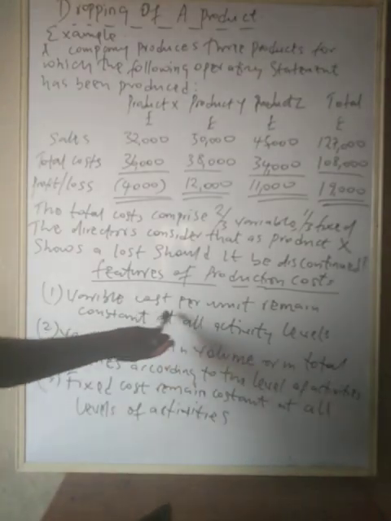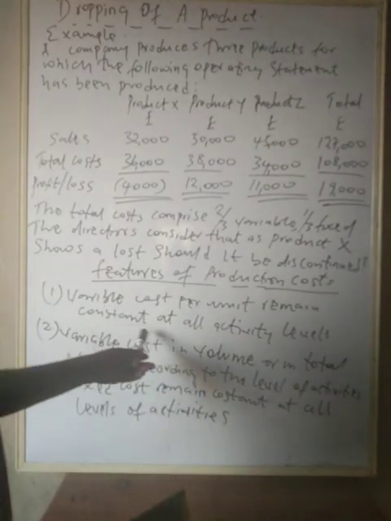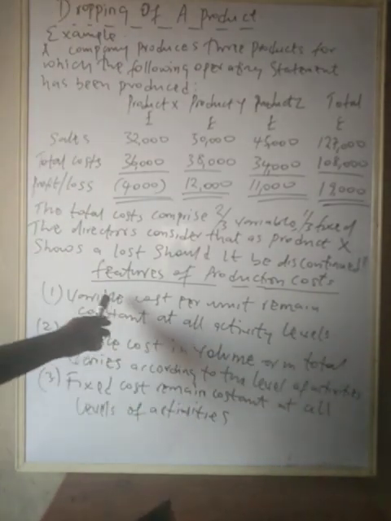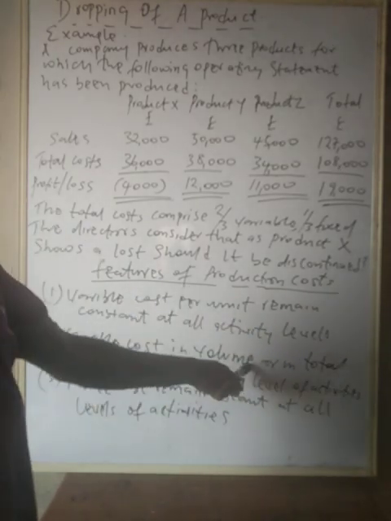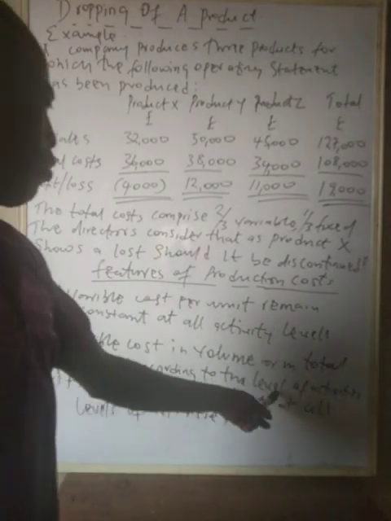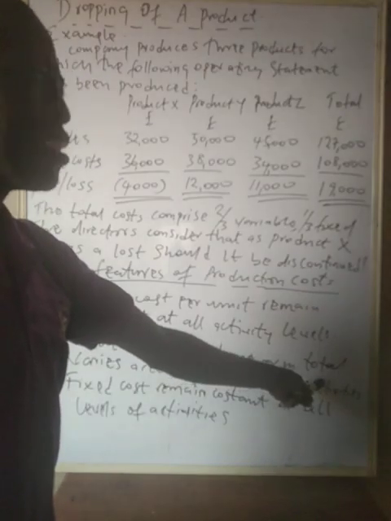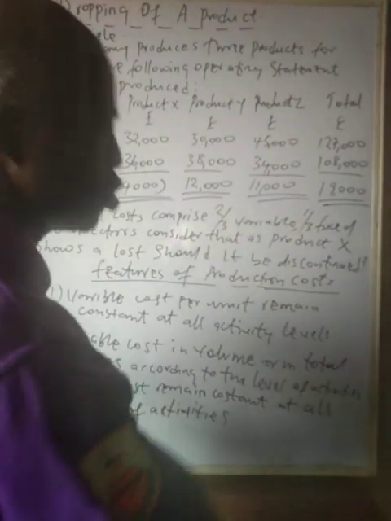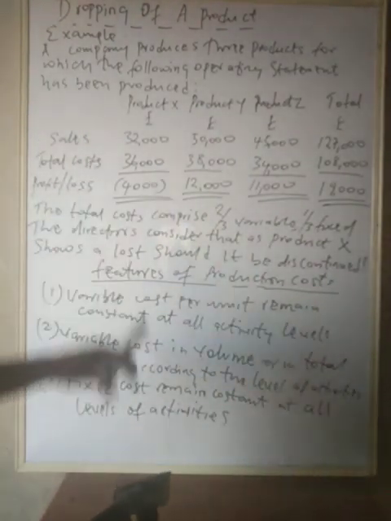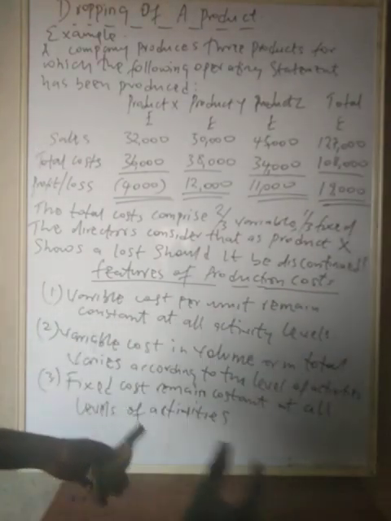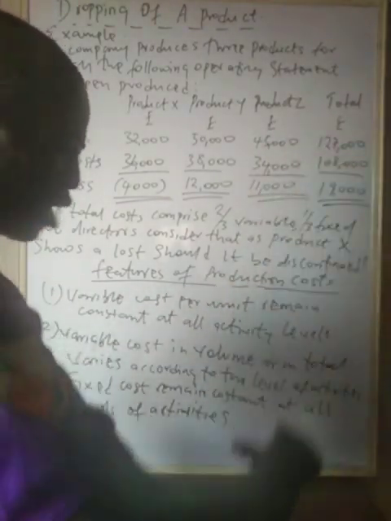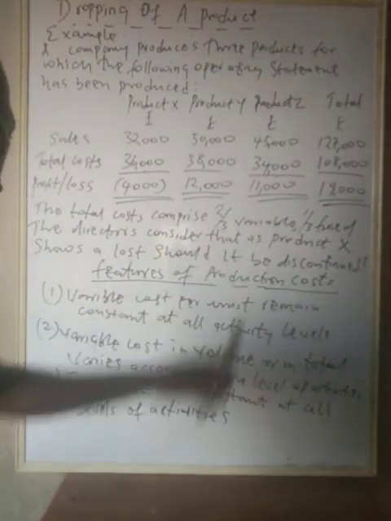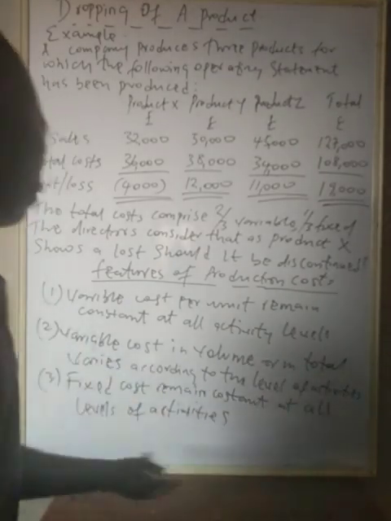Say product variable cost per unit remain constant at all levels of activities. Per unit. But we're talking about variable cost in volume or in total. It varies according to the level of activities. So that's why it helps management in making decisions, because the more you produce, the higher you expend. But when you're talking about fixed cost, it does not mean the more you produce or the lesser you produce, it remains fixed at all levels, whether it's 1 or 2 or thousands. The fixed cost remains the same. That's an assumption of production cost. Then the fixed cost remains constant at all levels of activities.